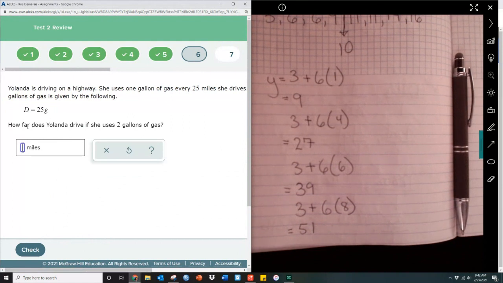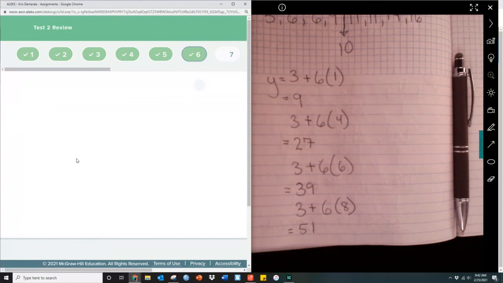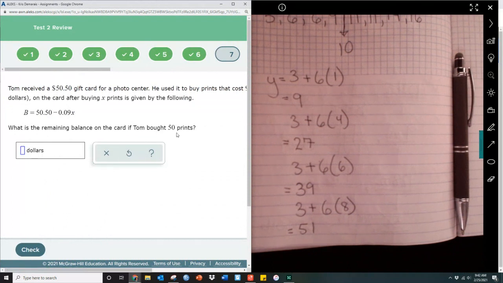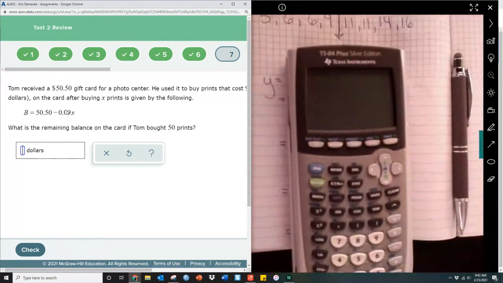Now, this says, how far does Yolanda drive if she uses 2 gallons of gas? Well, 2 times 25 is 50. It's all it is, plug and chug. This again is about plug and chug again. So you can go ahead and use a calculator. There's no shame in any of that.